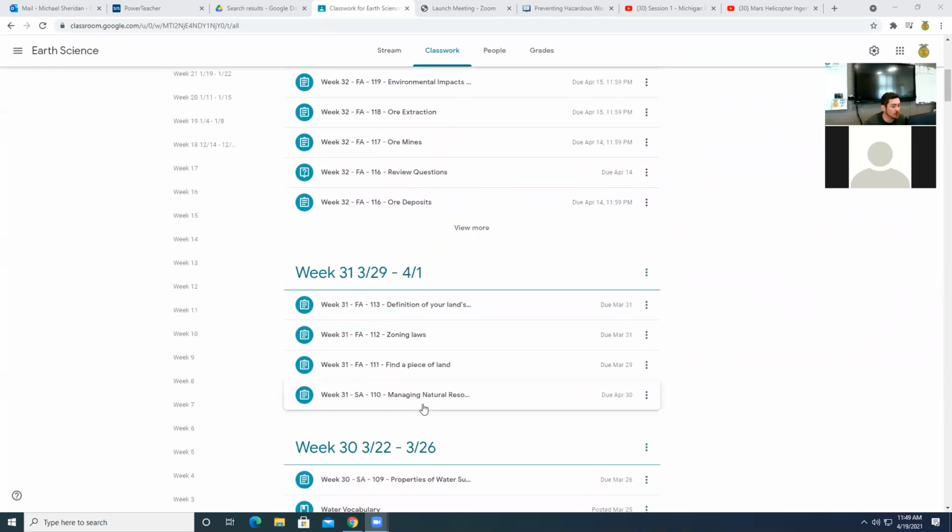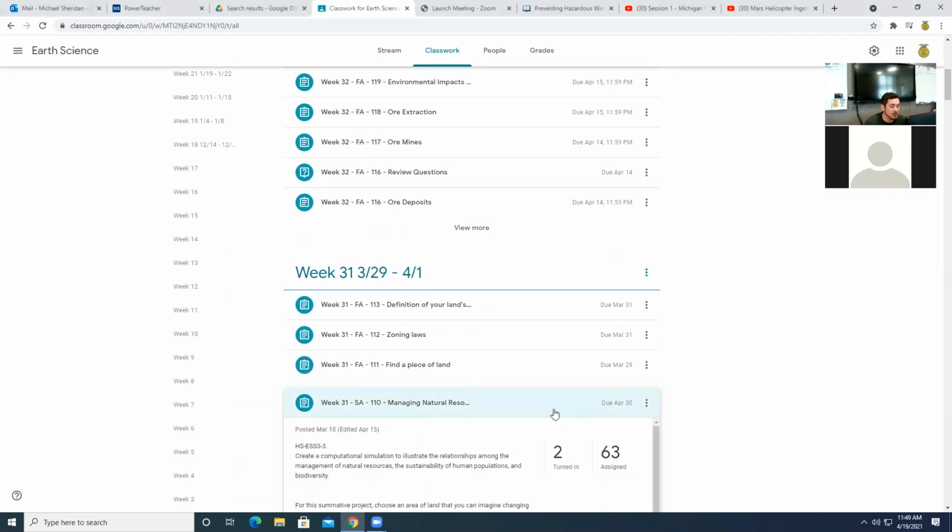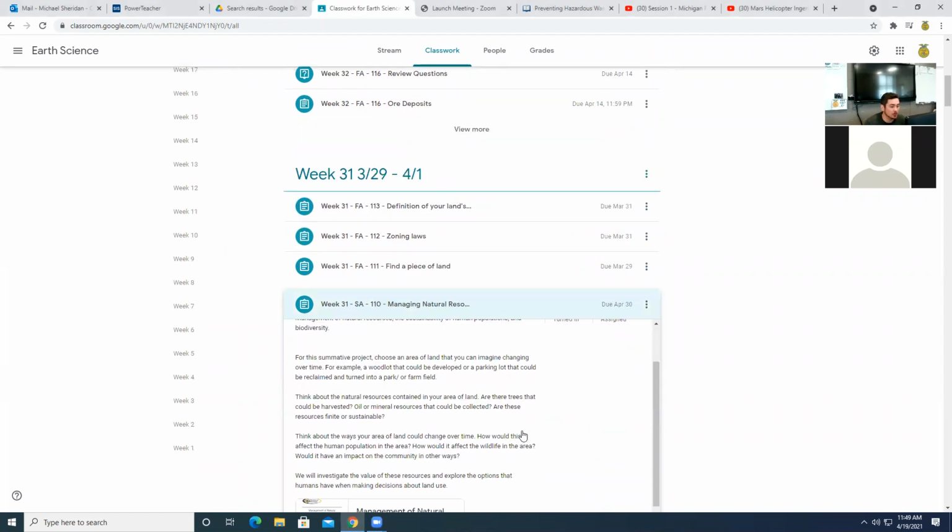So for those of you who don't remember, all the way back a couple of weeks ago, I posted this assignment, which was managing resources. Let me read through this again. For this summative project, use an area of land that you can imagine changing over time. For example, a woodlot that became a parking lot that could be reclaimed, a park, or a farm field. Think about the natural resources contained in your land.